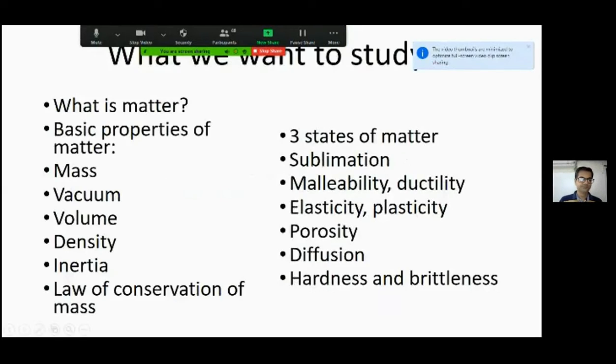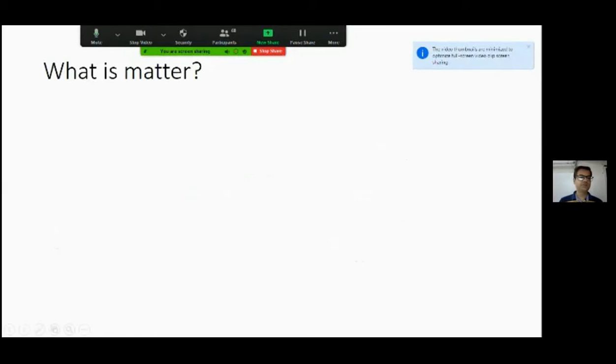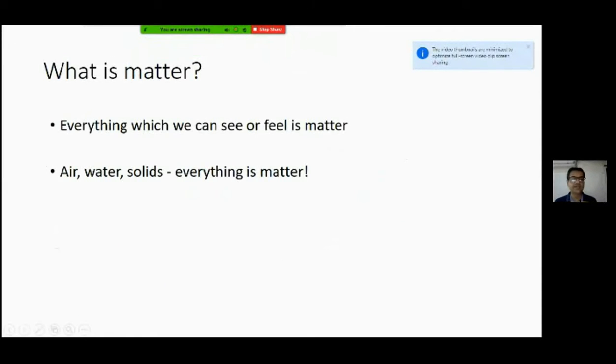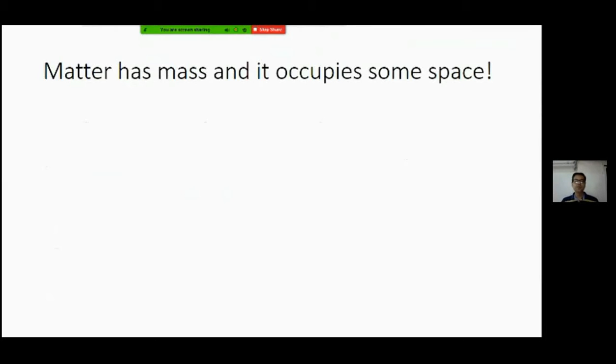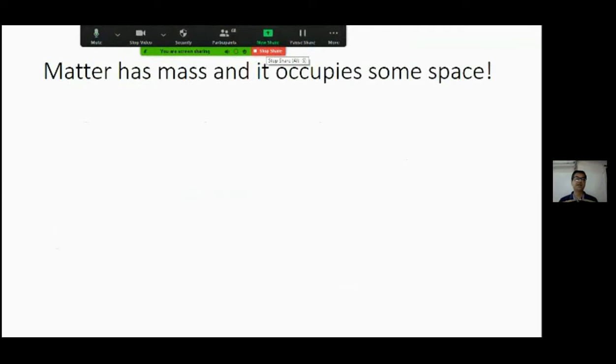Okay, so let us start. The first thing is, what is matter? Everything which we can see and feel is matter. Air, water, all solids, liquids, gases, everything is called matter. Now the basic thing: matter has mass and it occupies space. Mass means quantity of matter. How much matter do you have? 1 kilogram of matter. How much matter do I have? 10 kilograms of matter. So kilograms will tell you how much matter you have.